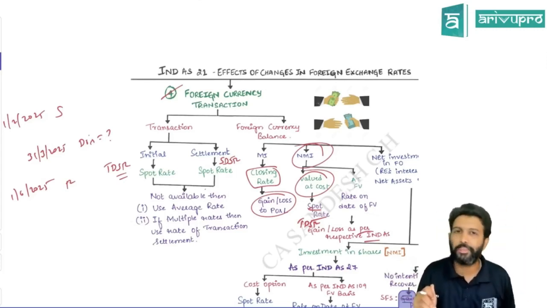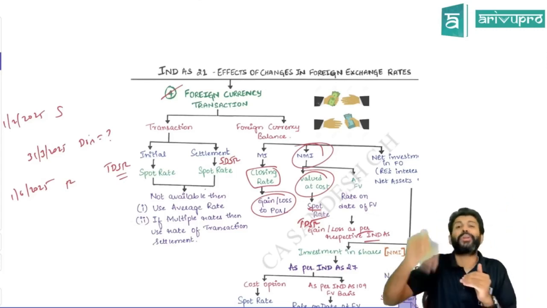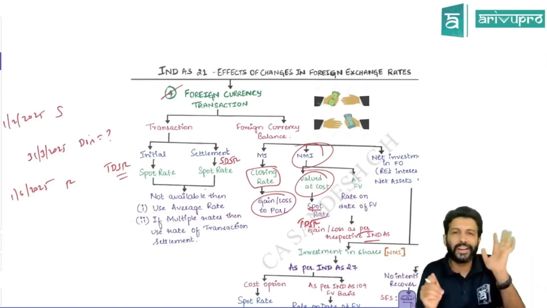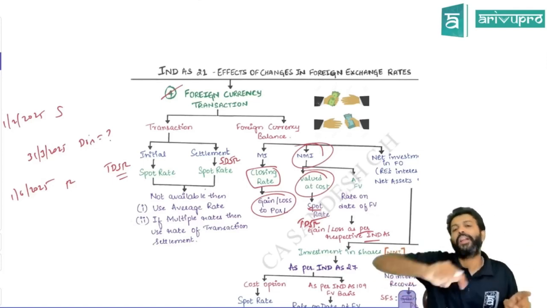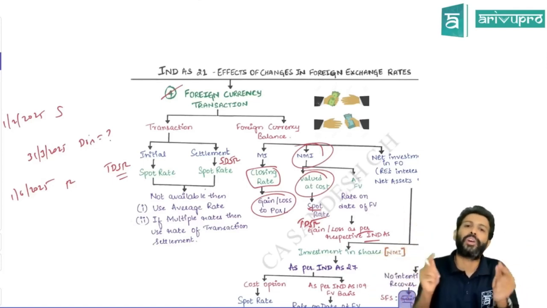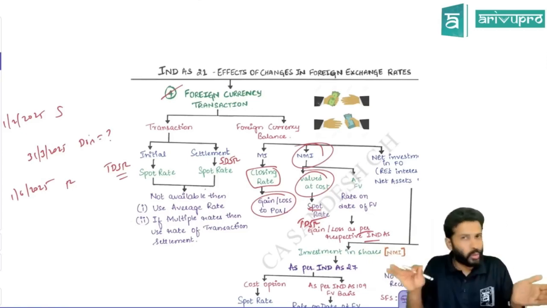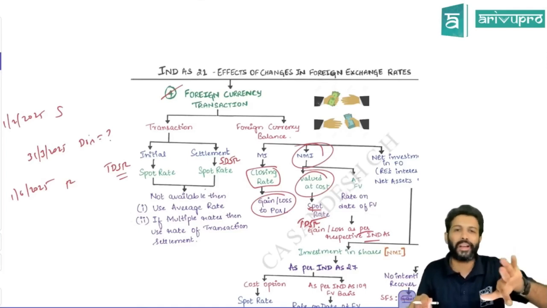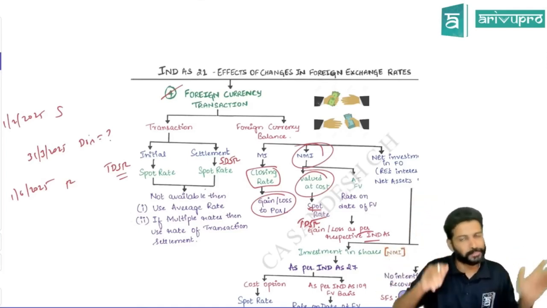If they are monetary item, though you already converted, you need to restate them using what rate? Closing rate. That means you will end up getting some gain or loss. That gain or loss you need to transfer to P&L. However, if it's a non-monetary item, check how it is valued. If it is valued under cost model, no restatement is necessary. So no further gain or loss will come because on the transaction date itself, you already converted. Same thing you can show in your balance sheet.